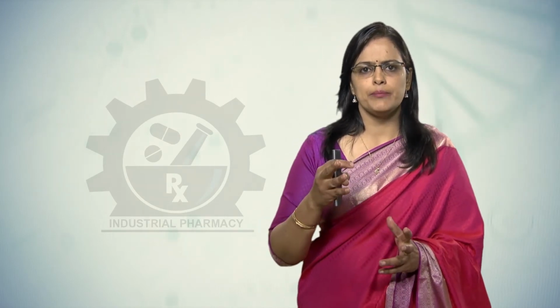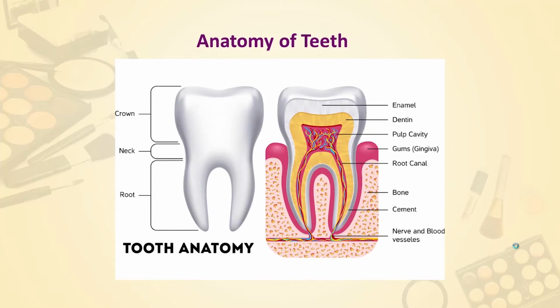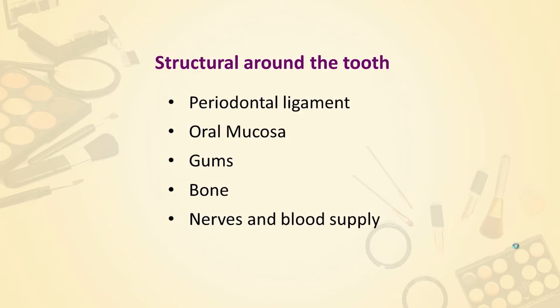Now, let us have a look at the anatomy of the teeth. You can see in the diagram the structure of the tooth. It shows the enamel and dentine, pulp, gum and bone, and the root and crown, which you can easily see in the diagram. This is the structure of the tooth and the structure around the tooth.